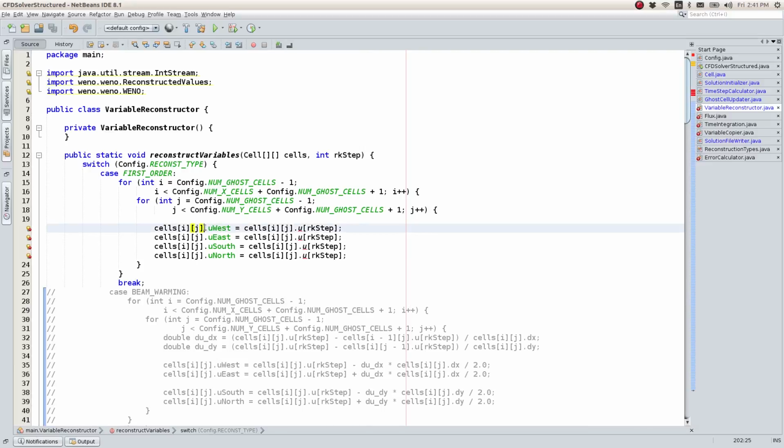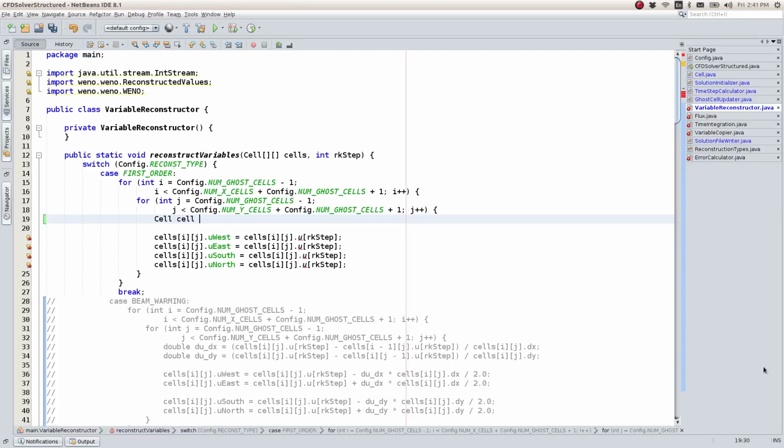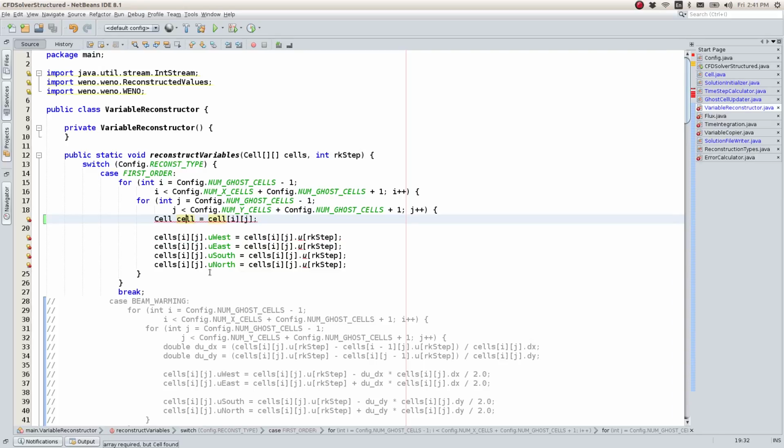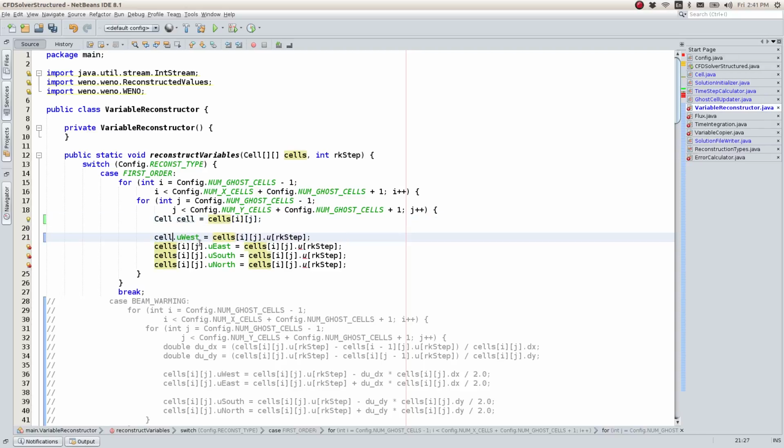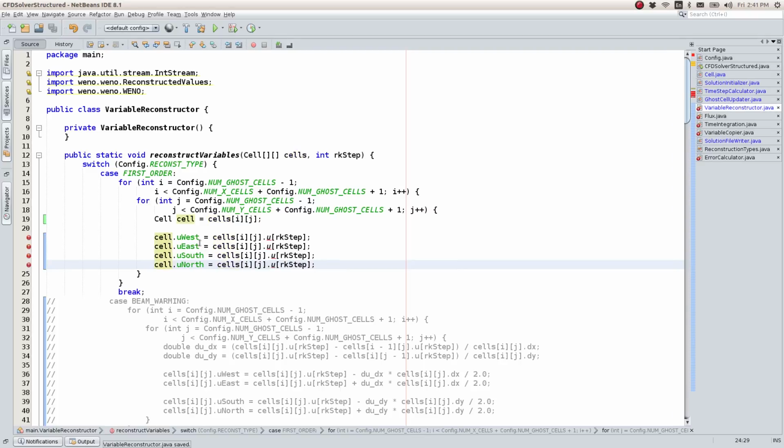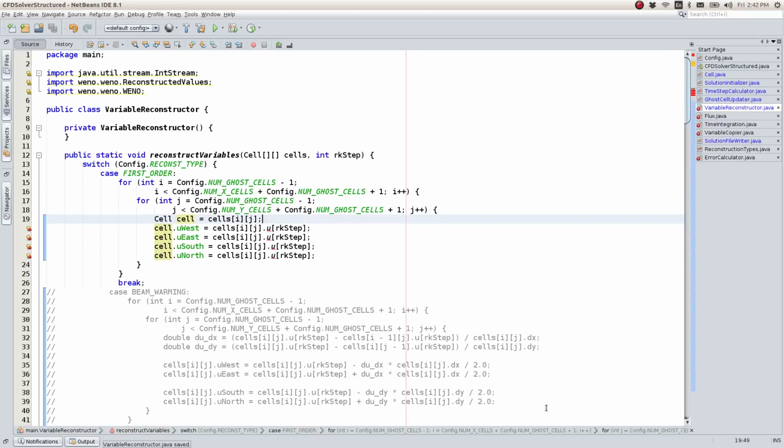So okay, now cell ij. Now instead of using ij again and again, let me say cell is equal to cells ij, and let me call this cell, or you can name it, say, this cell or something like that, just to say that it's the particular cell that you are referring to. Okay, so this is fine.